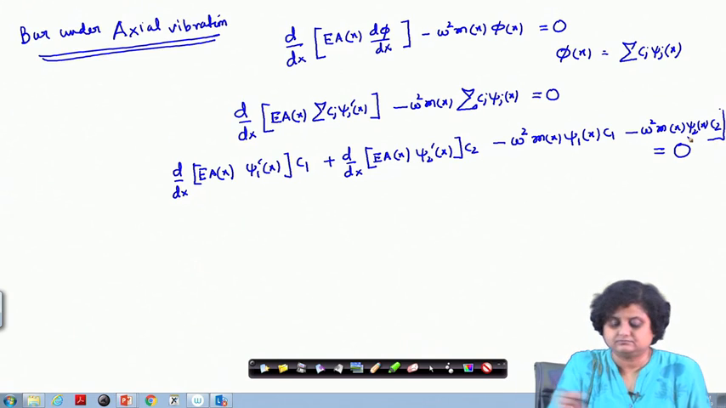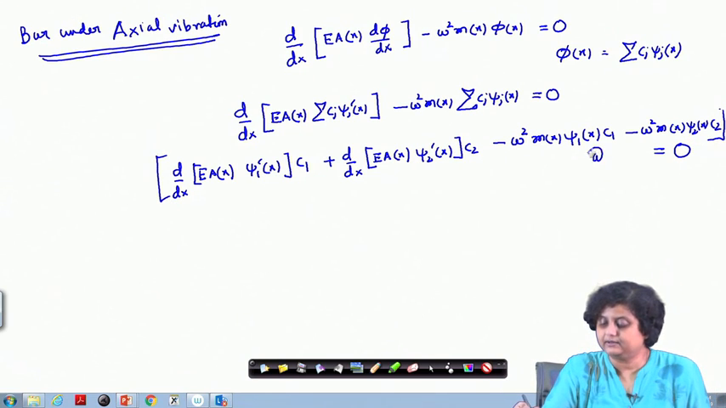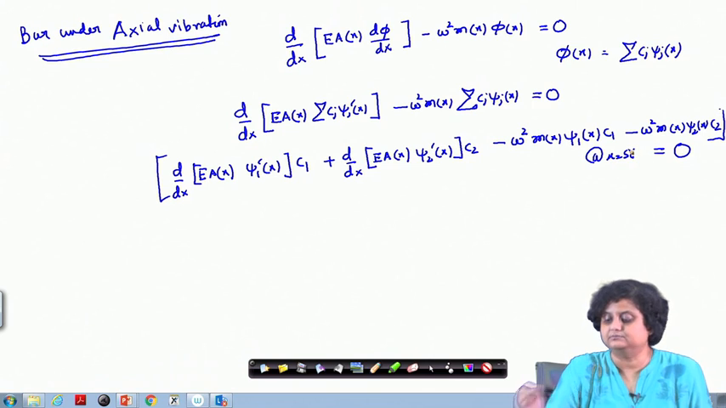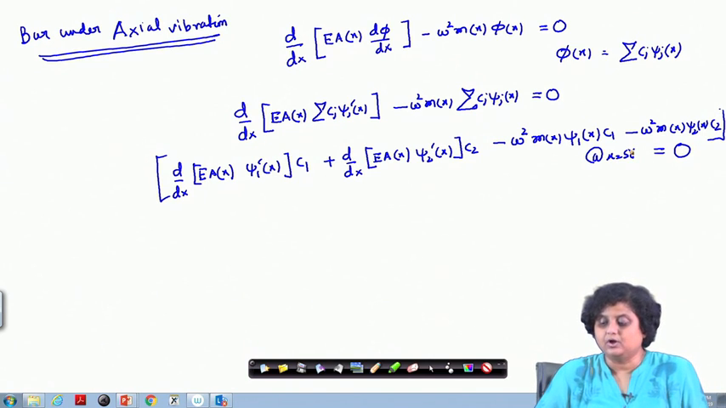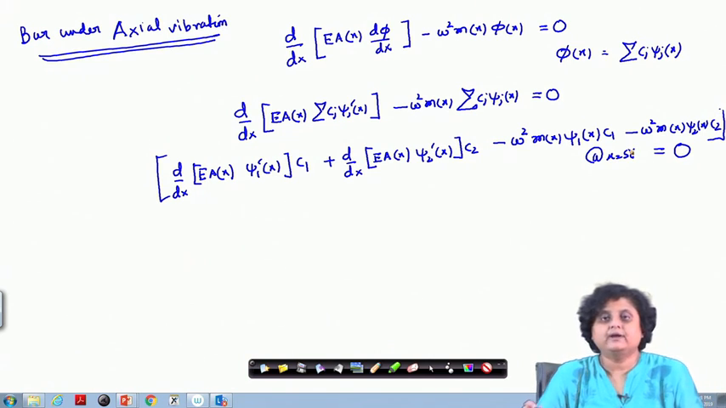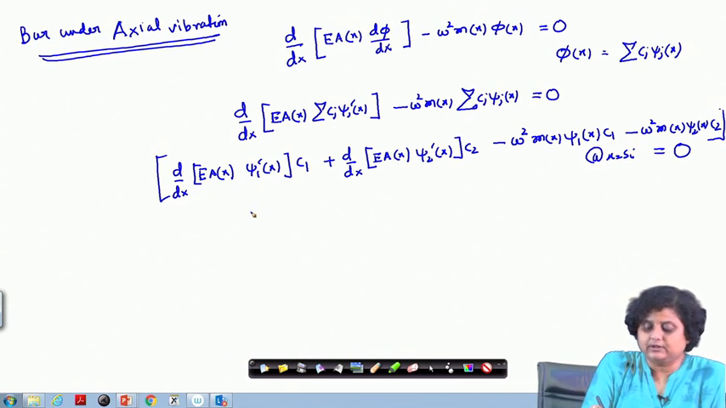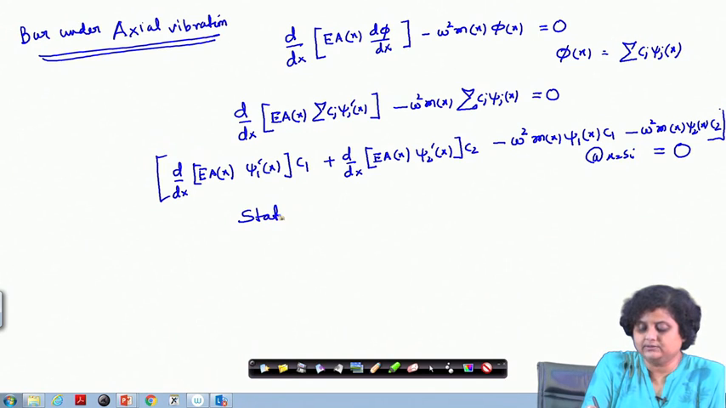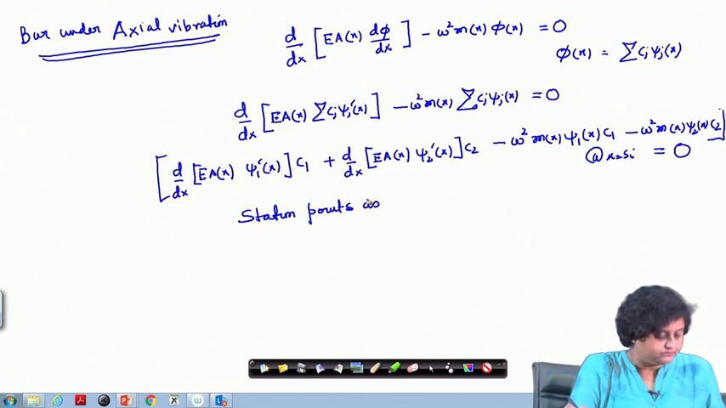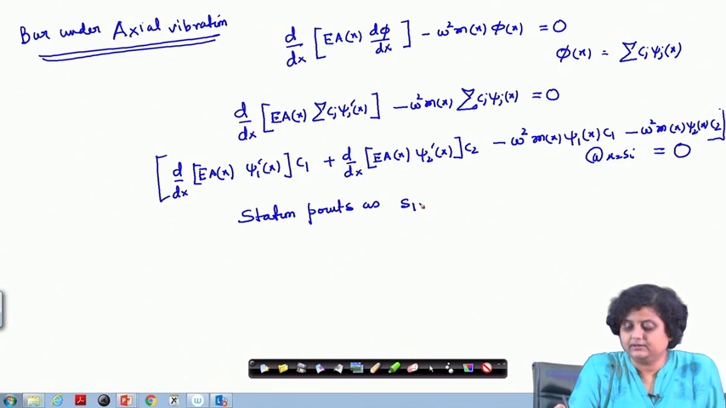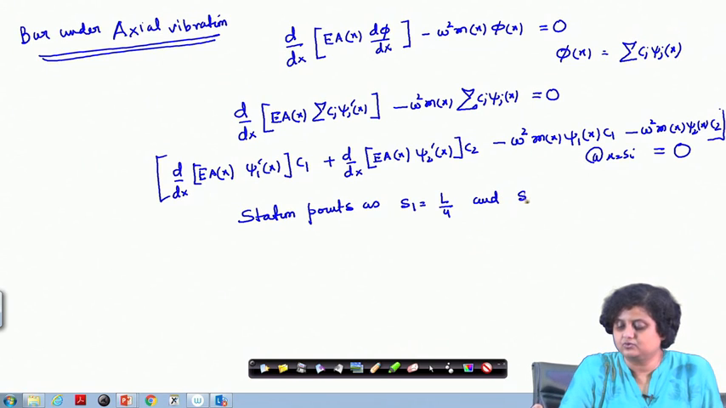So, at x equal to Si, this is going to be equal to 0. Now, since there are two trial functions, there should be two station points. So, let me choose the station points as S1 equal to L by 4 and S2 equal to 3L by 4.